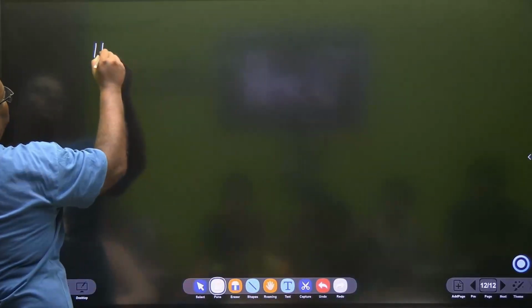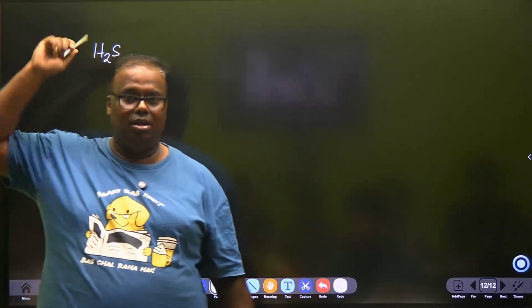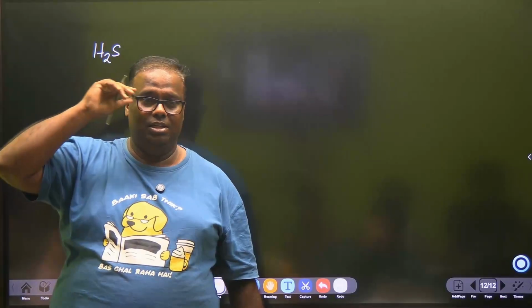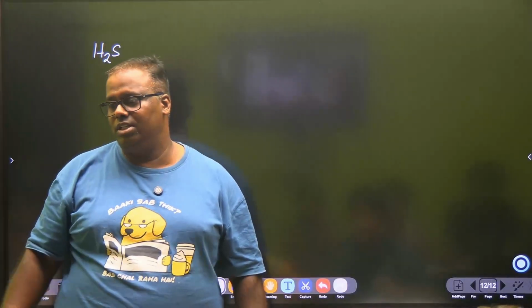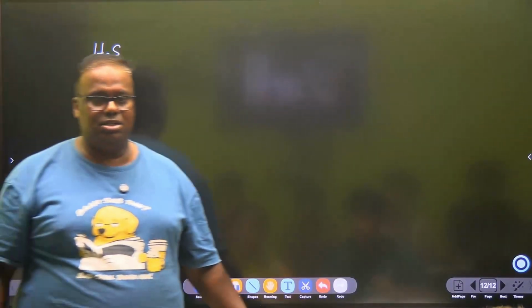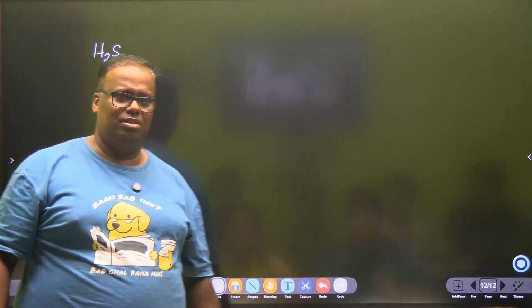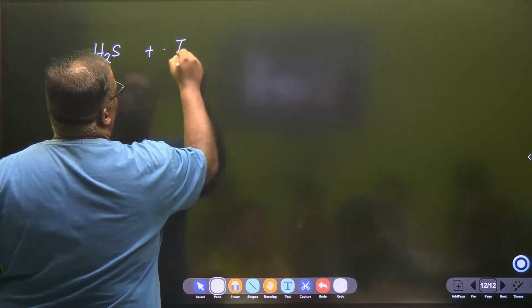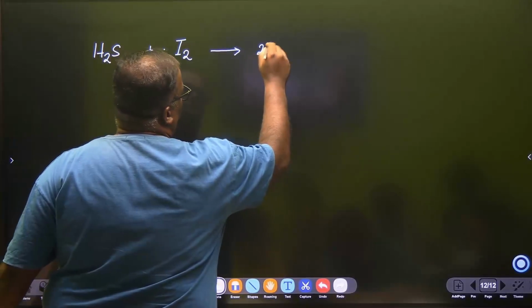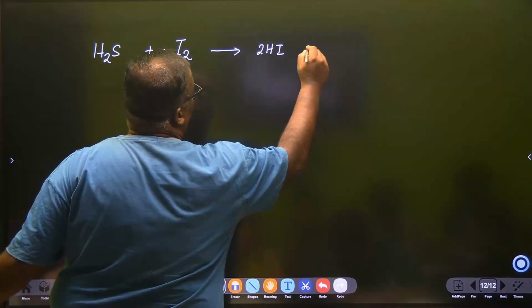H2S, hydrogen sulfide, is a gas which has a smell like rotten eggs. Who has smelled rotten eggs? Hydrogen sulfide, you know, is very pathetic. If hydrogen sulfide is generated in the lab, the whole school will smell. That apparatus is known as Kip's apparatus, and that day the whole school will smell when they do this experiment in grade 11, 12. So H2S reacts with iodine, all right, and then forms 2HI and S.